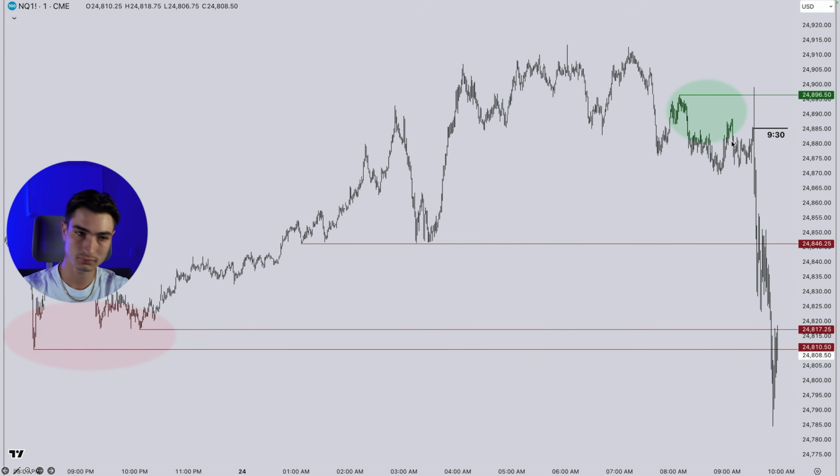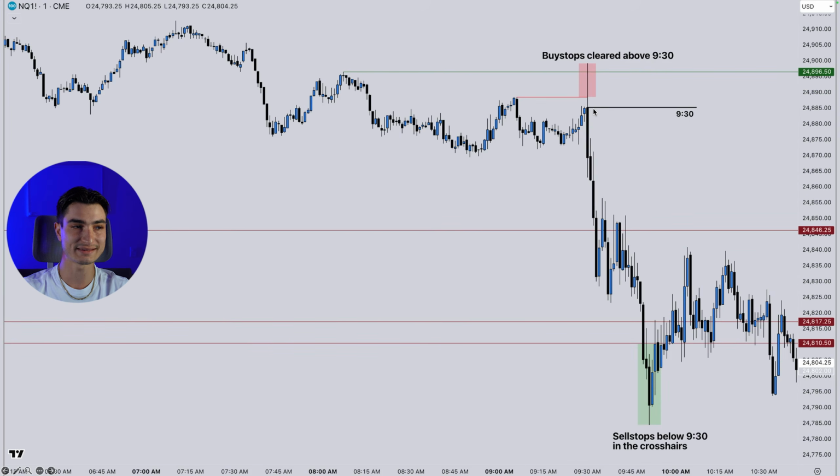So again, at 930, look left, frame your liquidity pools. Now, once we get to 930, we then want to see how we behave at 930. And we see the market do what? Run higher for this short-term high here and this high back here. And now we have what? Buy stops cleared above the 930 open. And then we're going to look for what? The opposing liquidity to be delivered in the form of this low here, these relatively equal lows down here. And then you see buy stops cleared above 930 and then sell stops below 930 in the crosshairs. So they're going to attack the liquidity that resides below the open for profit-taking purposes.